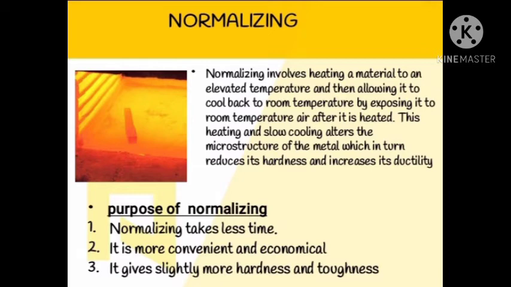Normalizing. Normalizing involves heating a material to an elevated temperature and then allowing it to cool back to room temperature by exposing it to room temperature air after it is heated. This heating and slow cooling alters the microstructure of a metal, which in turn reduces its hardness and increases ductility. Purpose of normalizing: Normalizing takes less time. It is more conventional and economical. It gives slightly more hardness and toughness.